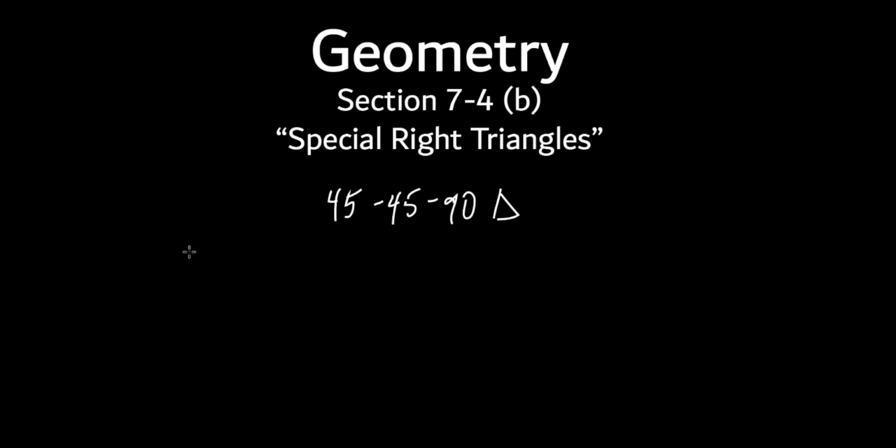Let's review it. I've had a weekend, so I'm sure you haven't spent your weekend reviewing 45, 45, 90 triangles. So we'll review it right now. So here we go. That's 45 degrees, and that's 45 degrees. If these two angles are 45 degrees, it also means that this side is equal to this side. Even if I didn't tell you that they were 45 degrees, if I told you that these two sides are equal to each other, you should automatically be able to figure out that these angles are 45 degrees.